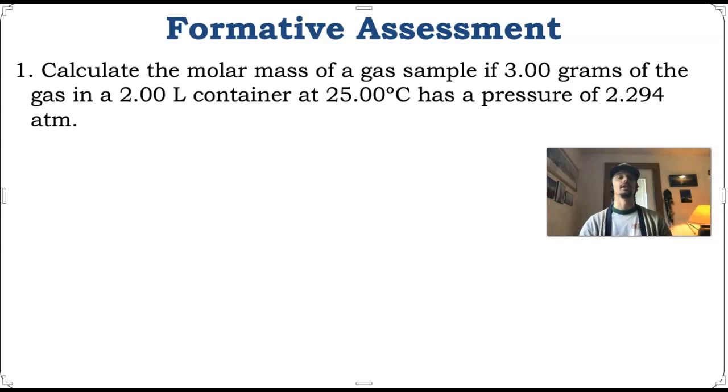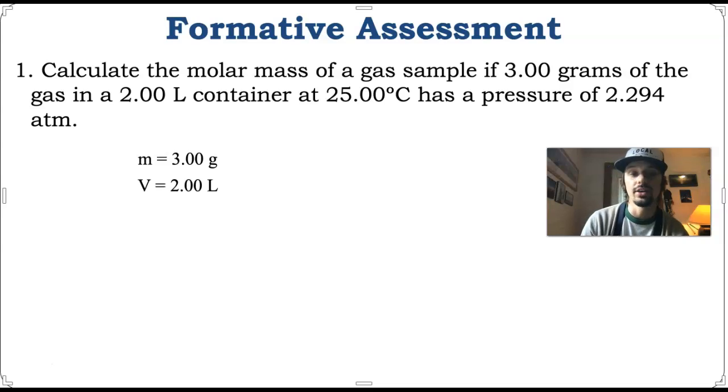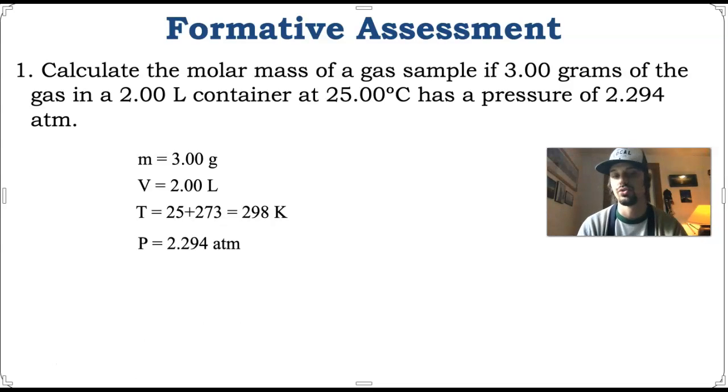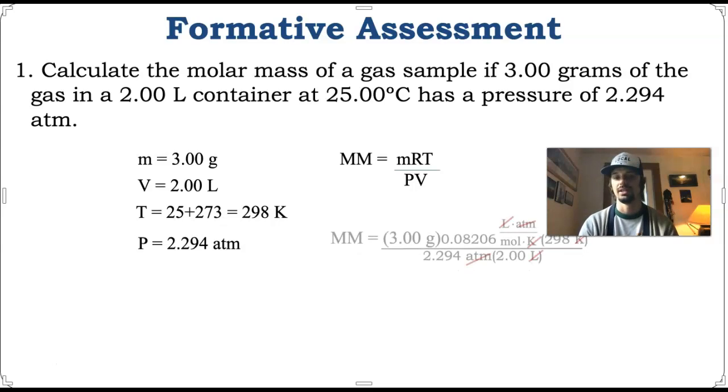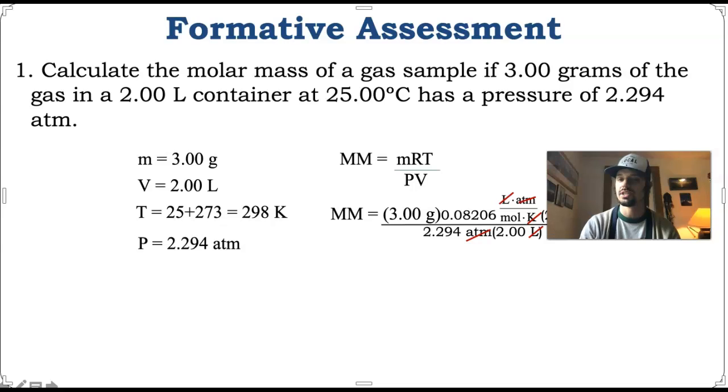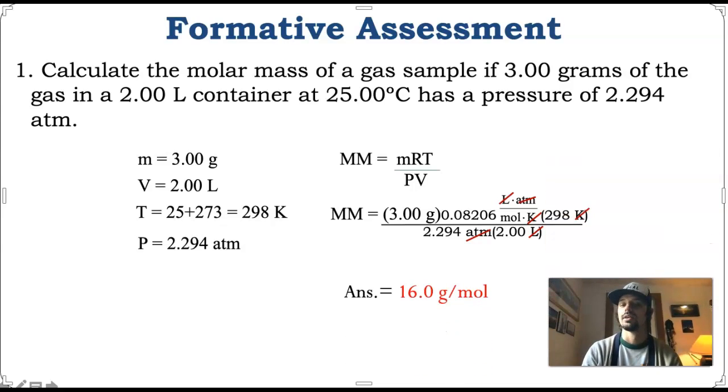All right. Calculate the molar mass of a gas if the sample weighs 3 grams, there's my mass, in a 2-liter container, there's my volume, at 25 degrees Celsius, there's my temperature, but wait, I convert to Kelvin, and a pressure of 2.294 atmospheres. So I'm solving for molar mass. So I use molar mass equals mRT over PV. So when I plug all of those in, I end up getting 16.